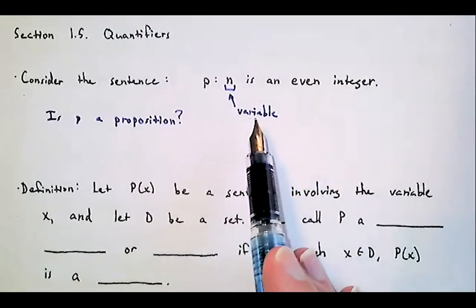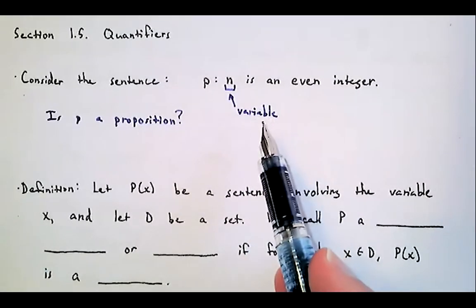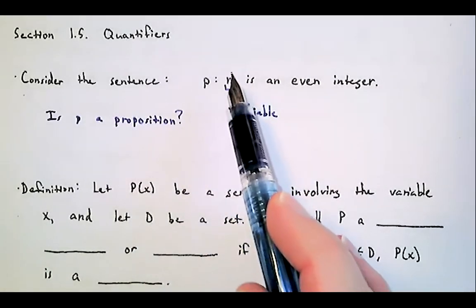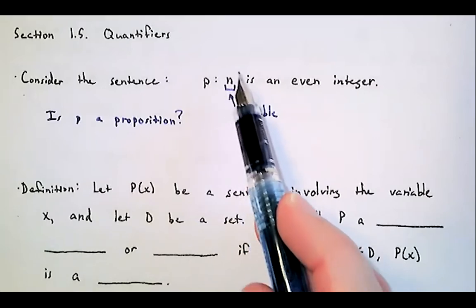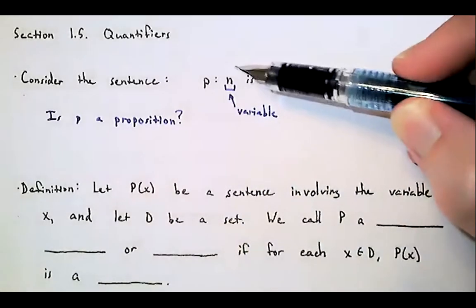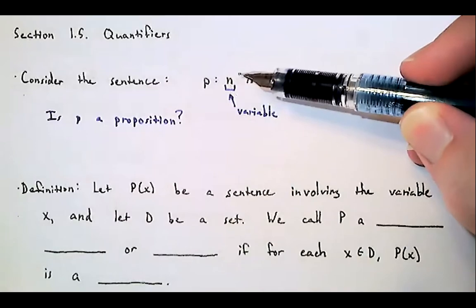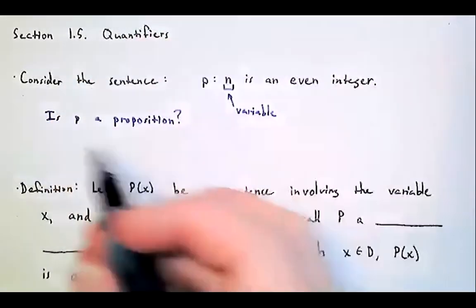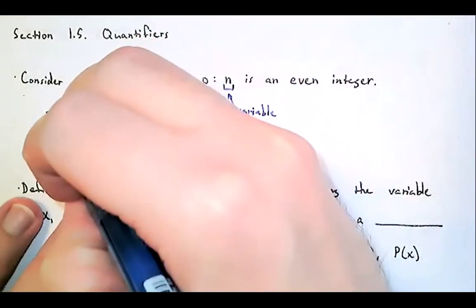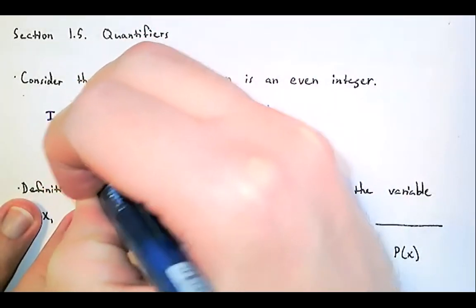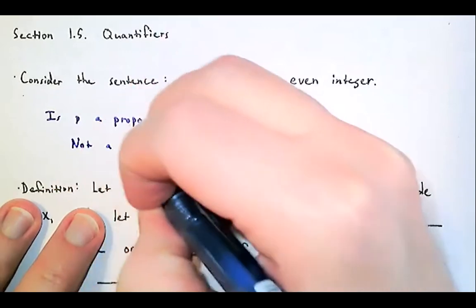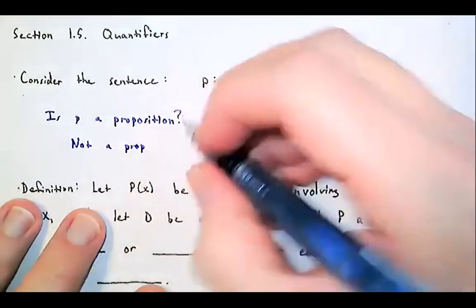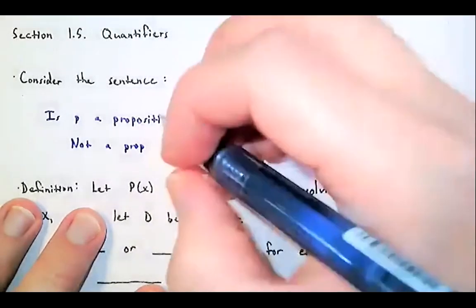So we can't really say for sure that this is a proposition because we want to think of n as something where we can plug in a number. So you might plug in 1, you might plug in 2 or 3. So the answer to this question is not really. It's not really a proposition because we want to think of n as a variable, not as a constant number.